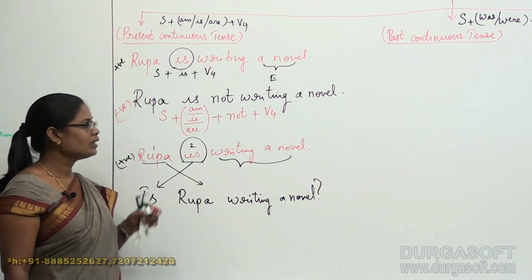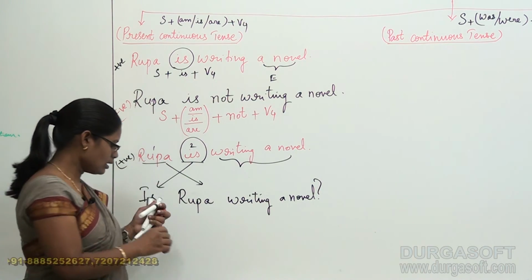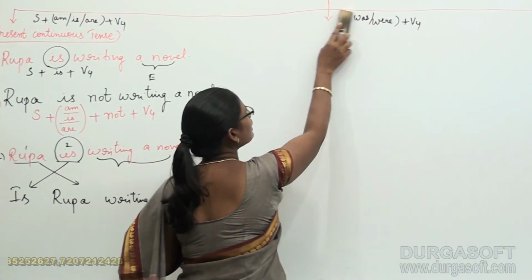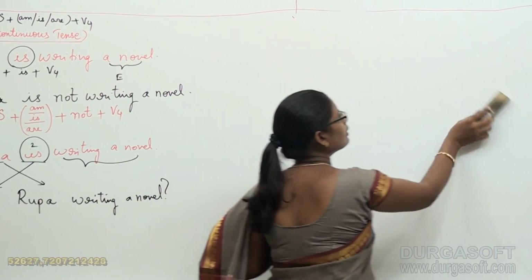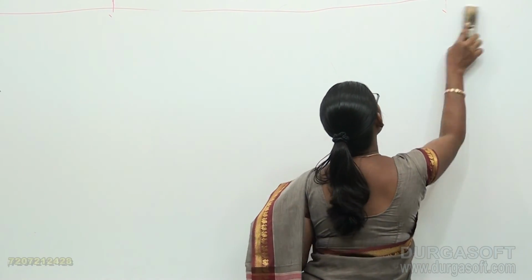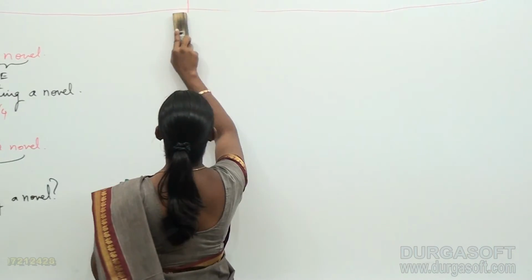Question mark. Now this is with is. What about the remaining part of the sentences? For some time being, I am just rubbing these things because I would like to clear my board for my next example to get it ready.